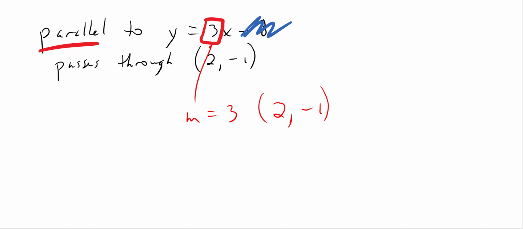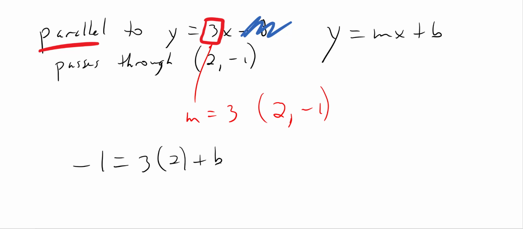So let's do that. So y, remember, it's always y equals mx plus b. So we plug it in. Y, which is negative 1, equals m, which is 3, times x, which is 2, plus b. So it's negative 1 equals 6 plus b. Subtract 6 from both sides. So b equals negative 7.